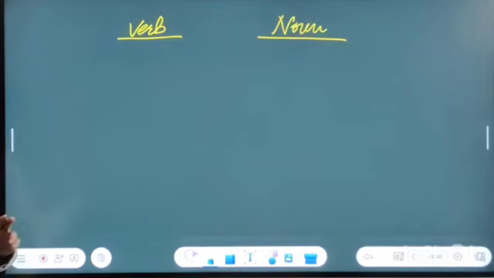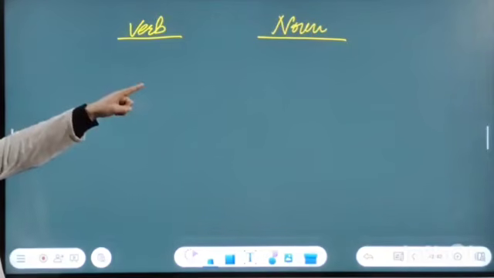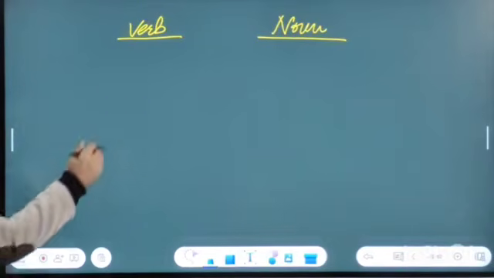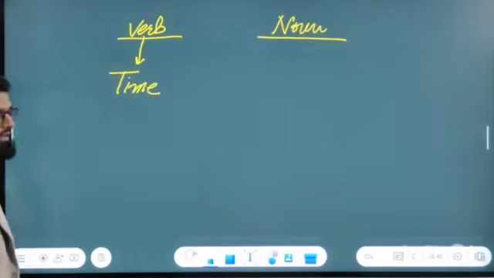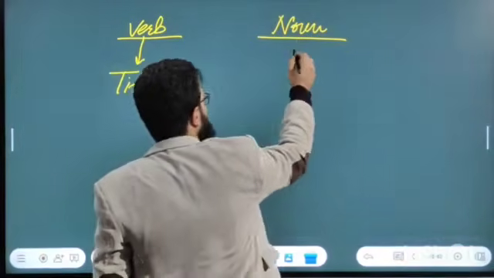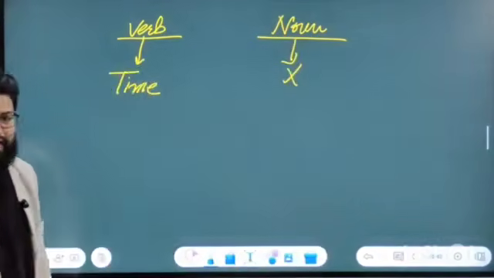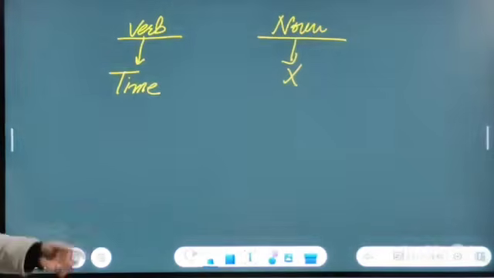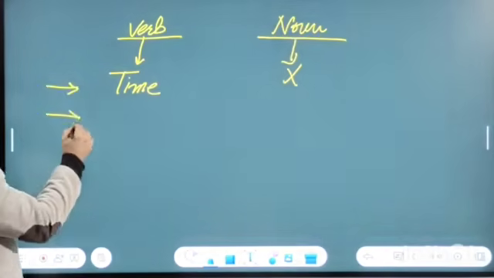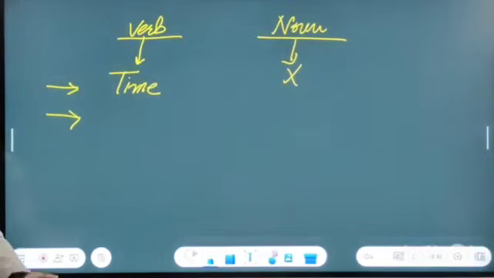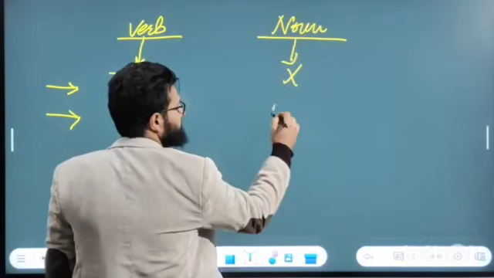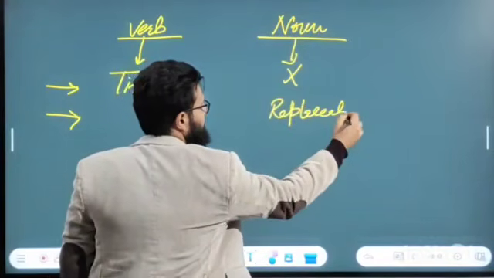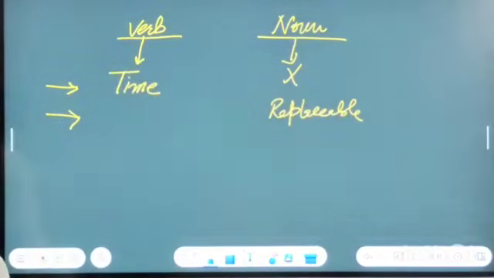Very good. See, there are two reasons of this. Why is verb more important than noun? Because verb shows us or discusses this important element: time. Verb shows us time. It tells us about time, while noun has nothing to do with time. It doesn't touch time. This is one point. Verb shows us time, it discusses time, but noun does not. I can replace noun. I can replace noun with pronoun.